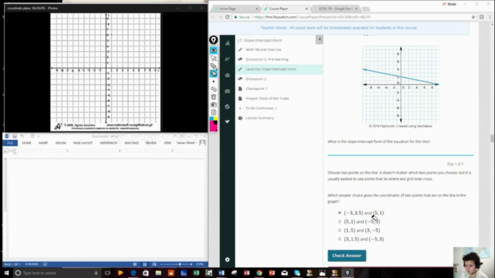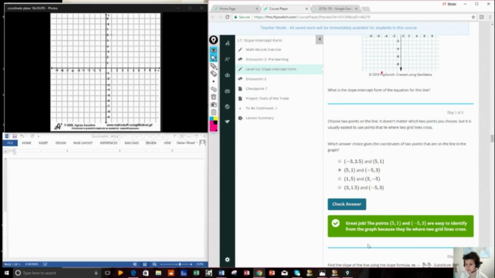Well, we know 5, 1 does. So let's check the other option that has 5, 1. So -5, 3. If we go back 5 and up 3, yes, that looks like it hits the intersection. Well, it looks like it hits the line. So let's try that one. Yes. Okay, these ones were easy to identify.